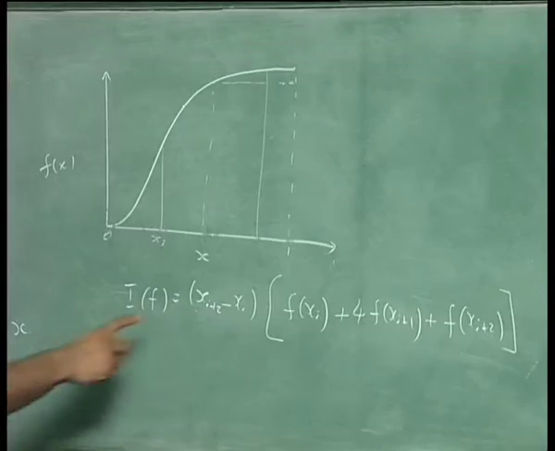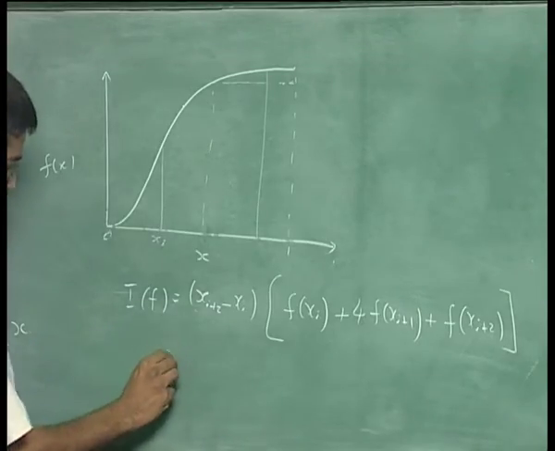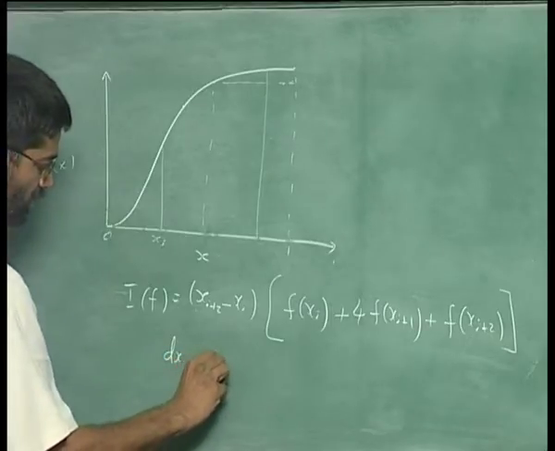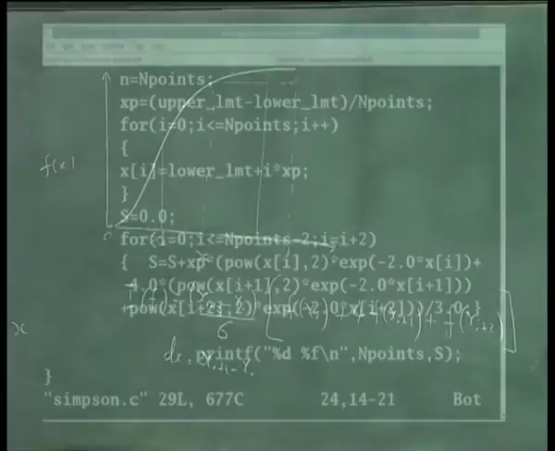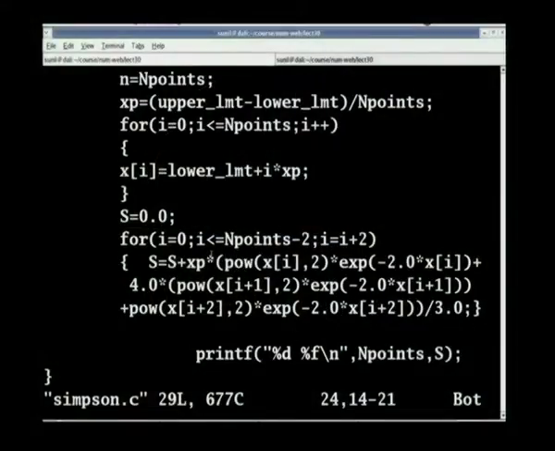So the dx which I was using was xi plus 1 minus xi. So this is actually 2 times dx, and this is divided by 6. So 2 times dx by 6 is dx by 3. That's what I put in this program, dx xp divided by 3. Okay, so now let's run this.